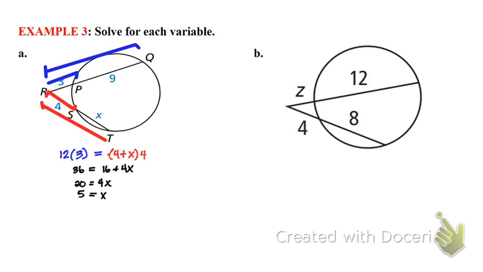Mick, can you give us the equation for the next problem? Sure, we're going to have the external portion Z times the quantity Z plus 12 is equal to the external portion 4 times the quantity 4 plus 8. We can just write that as 12. Great.